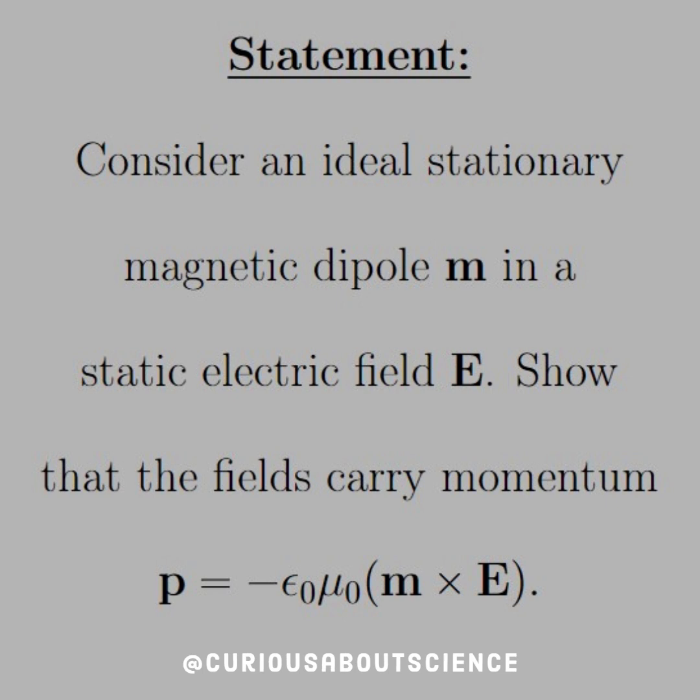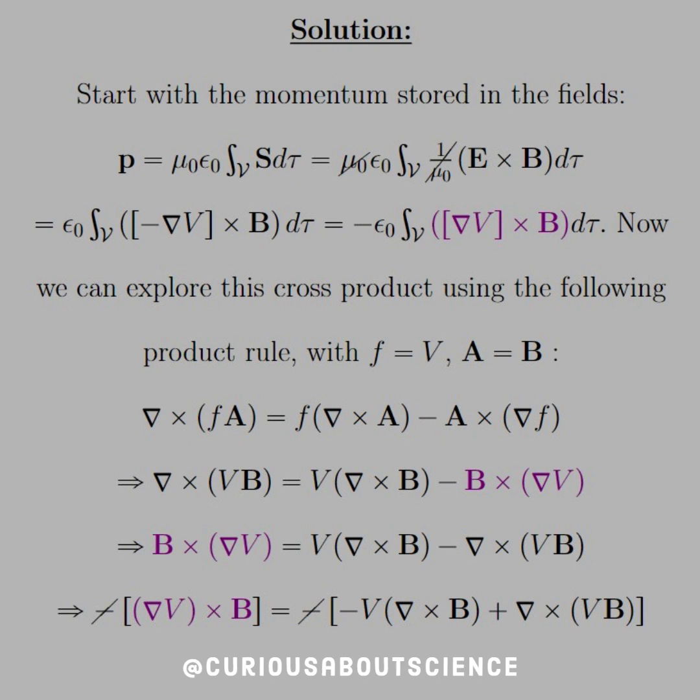Show that the fields carry a momentum P equal to negative epsilon naught mu naught M cross E. All right, so let's go ahead and dive into what we know the definitions are. If we start with the momentum stored in the fields, we get P is equal to mu naught epsilon naught, the volume integral of S d tau. But if we plug in what S is, we get 1 over mu naught E cross B, and you see the mu naughts cancel, easy enough.